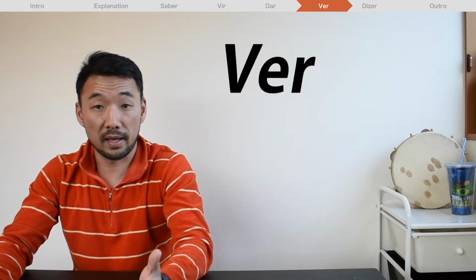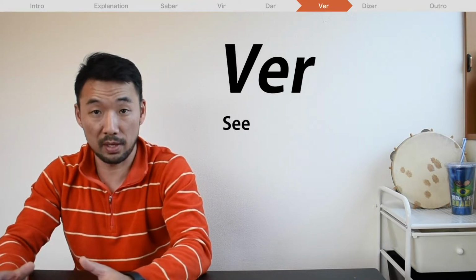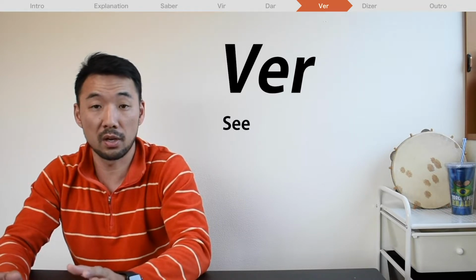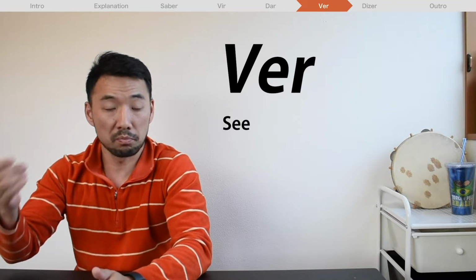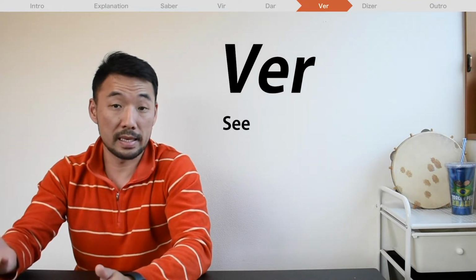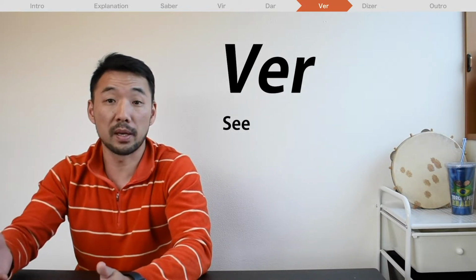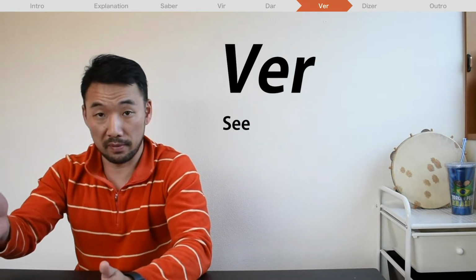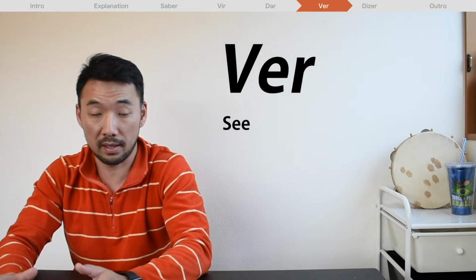Alright, now ver, okay? This means to see, right? And it's pretty much the same as the English verb see, okay? And in English, you have watch, see, look at. They're all kind of different, right? You have to pick each one for specific situations, right? In Portuguese, it's kind of the same thing, right?